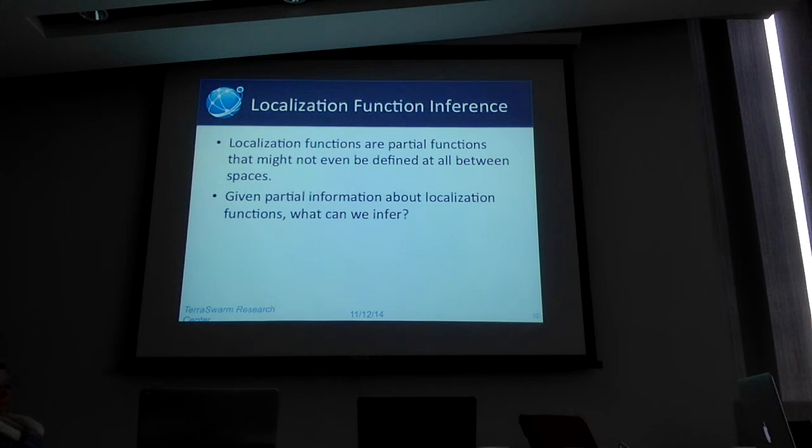So this has to do with doing inference on our localization functions. Let's start by saying that, again, this is partial information, and a localization function may be a partial function that might not be defined for all entities. And we may not even have a localization function at all between 2 different spaces. So given partial information, what can we infer?